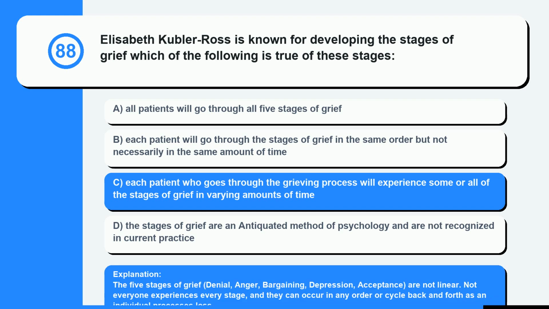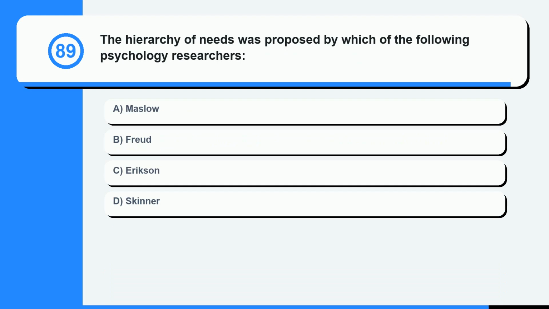Question 86. Which of the following agencies would be responsible for monitoring the use of controlled substances? A. CDC, B. DEA, C. AMA, or D. FDA? The correct answer is B. DEA. The Drug Enforcement Administration, DEA, is the federal agency responsible for enforcing the Controlled Substances Act and regulating the distribution and use of drugs with potential for abuse.